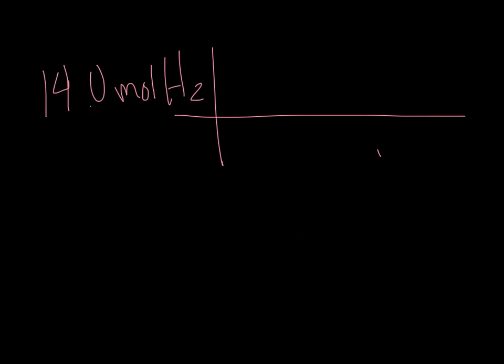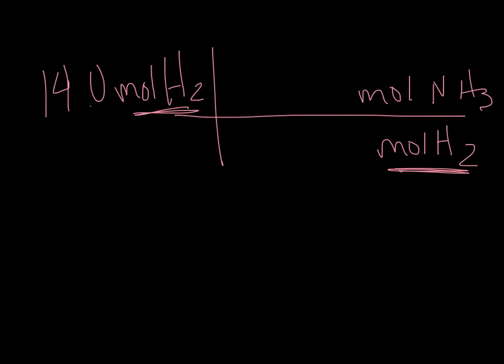So to do my equation, I start with what I'm given, which is my 14.0 moles of hydrogen gas. I want to get rid of moles of hydrogen gas. I want to go to moles of NH3. Again, always following my units to get rid of them.